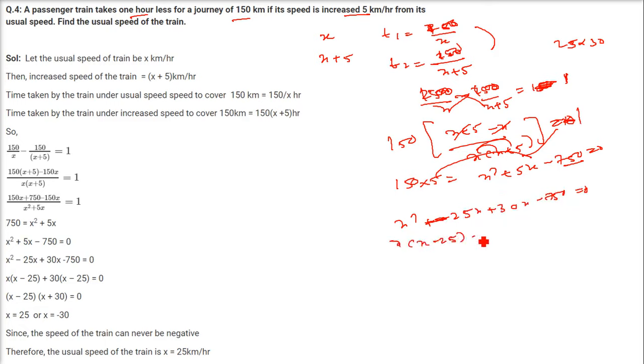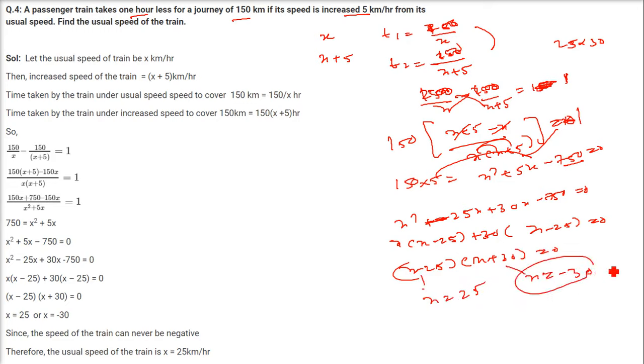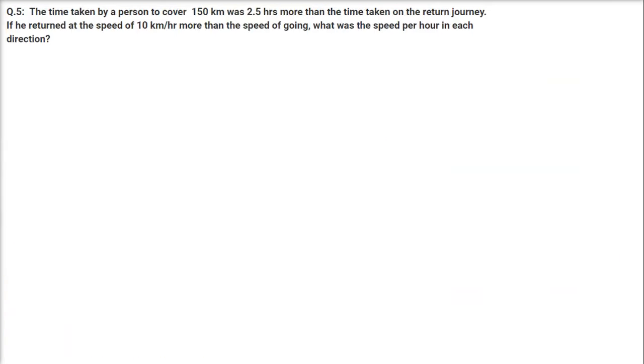So I can take x common, x minus 25. You can take 30 common, x minus 25. So x minus 25 and x plus 30, these are the factors. So this will give me x equal to 25. This will give me x equal to minus 30. Because it is minus 30, speed cannot be negative. So x equal to 25 is the usual speed of the train, which we assumed initially.